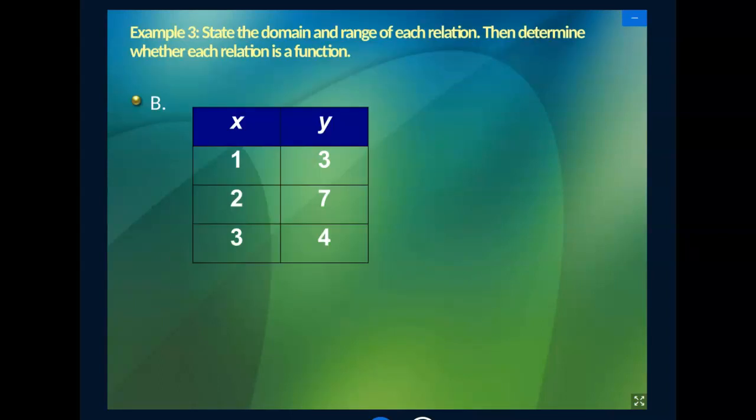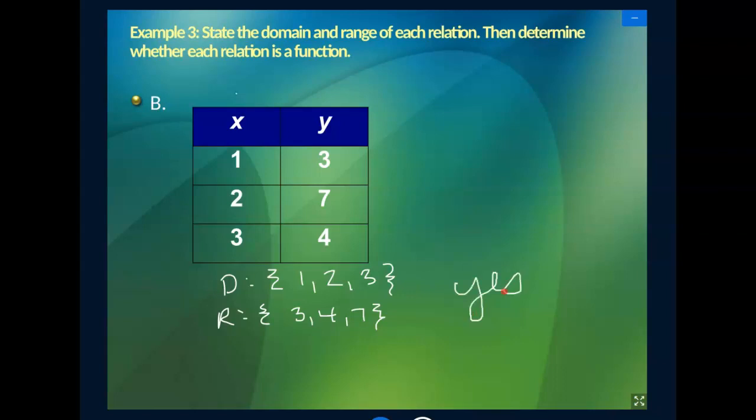Okay? This is a table. So this is a relation set up as a table. The domain is the x. So it's 1, 2, 3. The range are the y's, because the x is the input, y is the output. So that's 3, 4, 7. Do any of the values in the x column repeat? Nope. So therefore, this is a function. Is that good? Any questions on that?